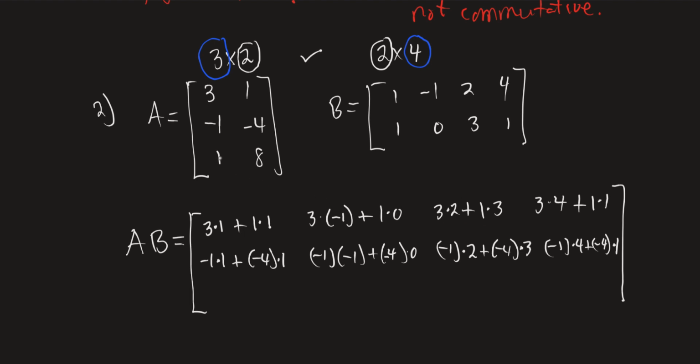All right, and then last, third row again with each of the columns. So 1 times 1 plus 8 times 1. Then 1 times negative 1 plus 8 times 0. And then 1 times 2 plus 8 times 3, and then finally 1 times 4 plus 8 times 1.